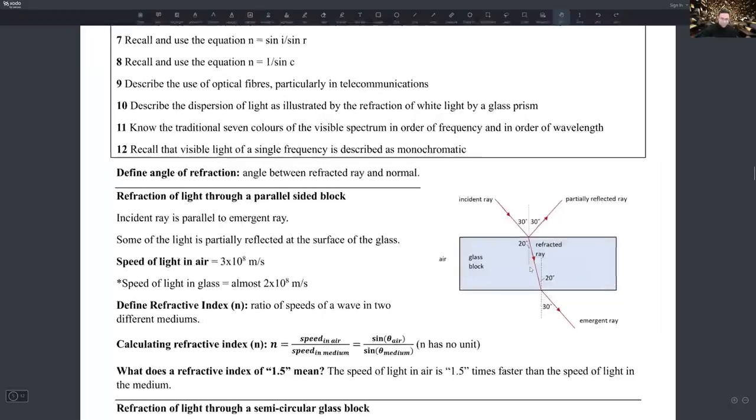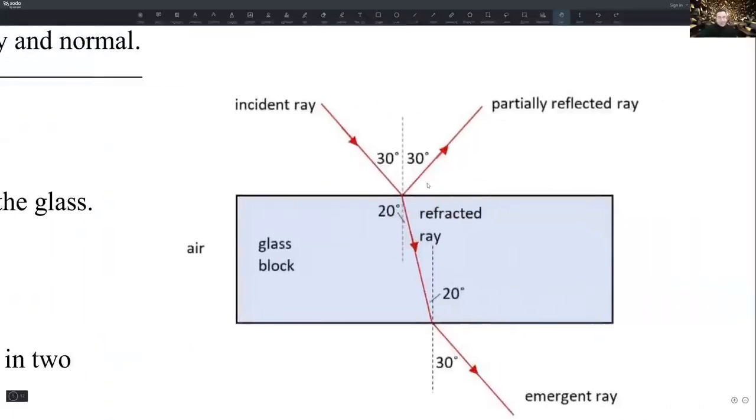So just as a reminder, if this is a block of glass and you have a ray of light entering perpendicular to the block of glass, it will not bend. Can somebody tell me why it will not bend from last time? Why will this not bend from last time?